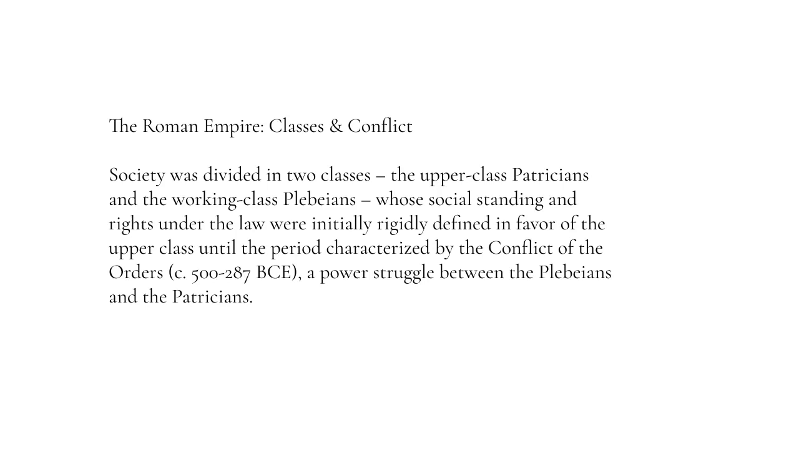The Roman Empire. Classes. Conflict. Society was divided in two classes, the upper-class patricians and the working-class plebeians, whose social standing and rights under the law were initially rigidly defined in favor of the upper class until the period characterized by the conflict of the orders, circa 500 to 287 BCE, a power struggle between the plebeians and the patricians.